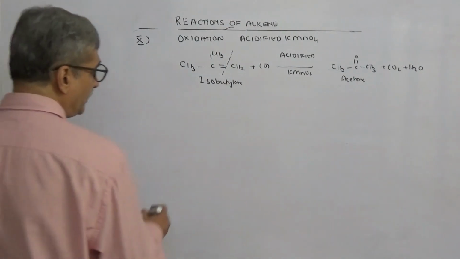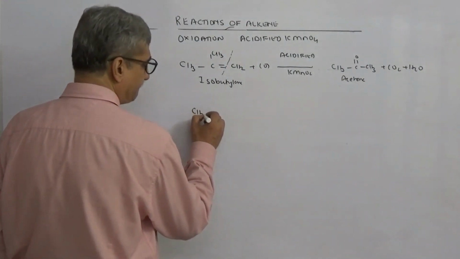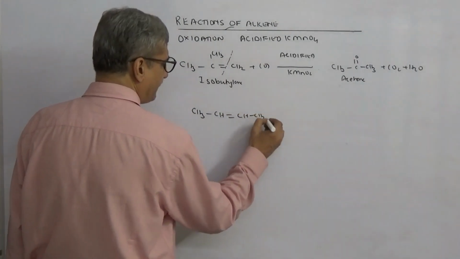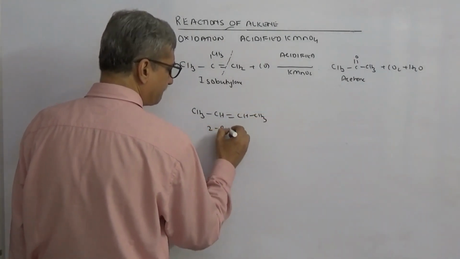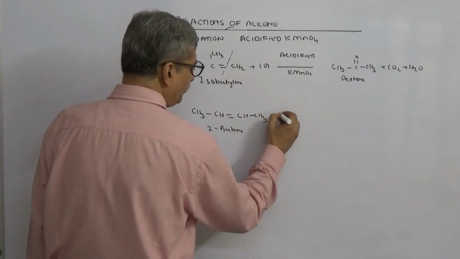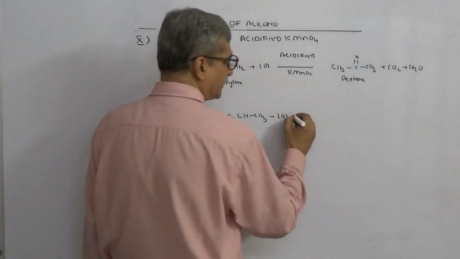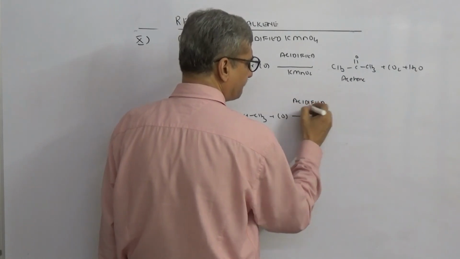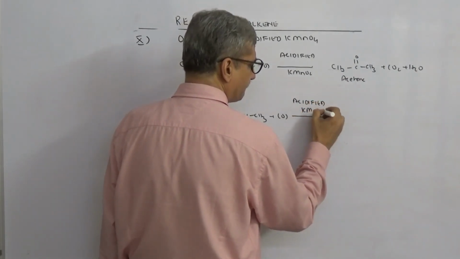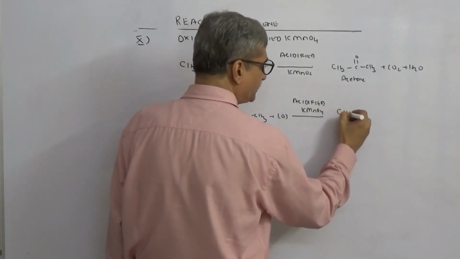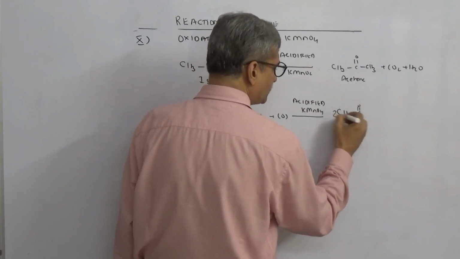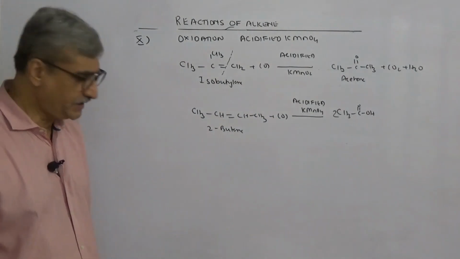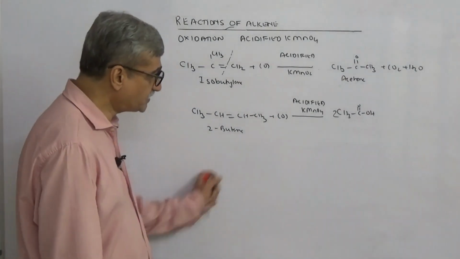But in case of a non-terminal alkene, you have CH3CH=CHCH3, which is 2-butene. When you oxidize this with acidified KMnO4, what happens is you get 2 moles of CH3COOH. You get acetic acid. So this is the difference.